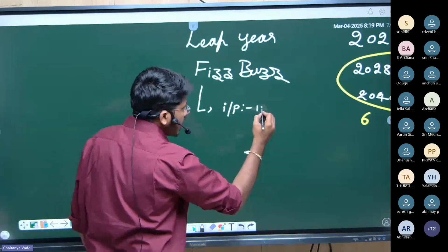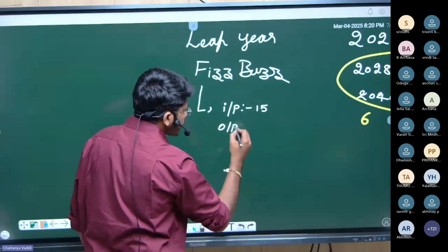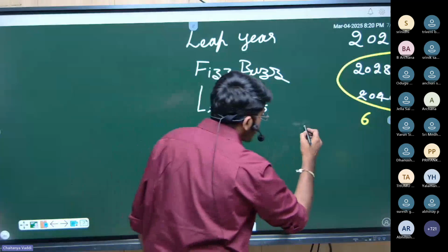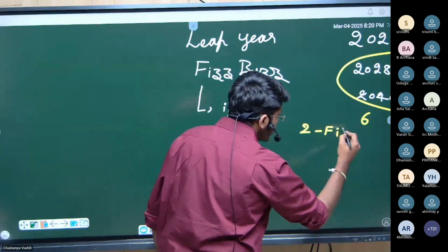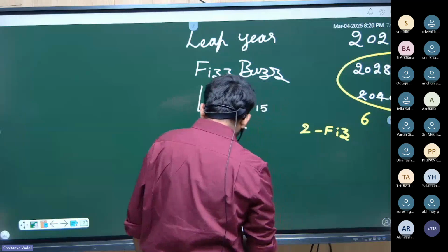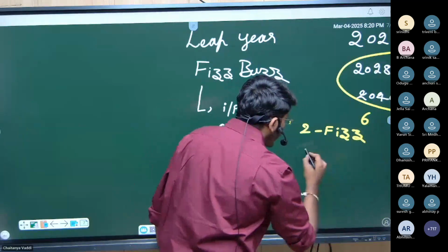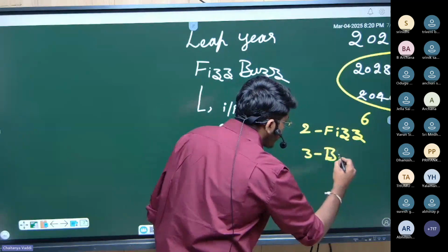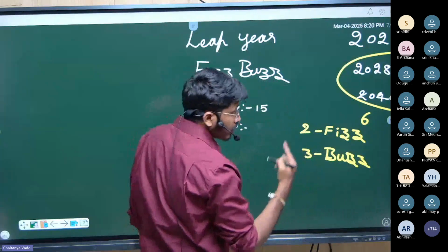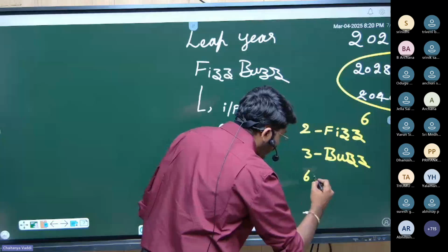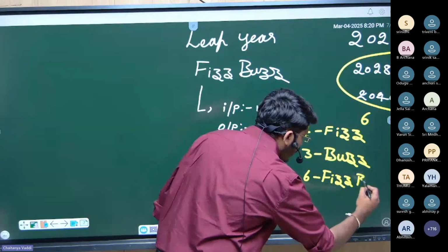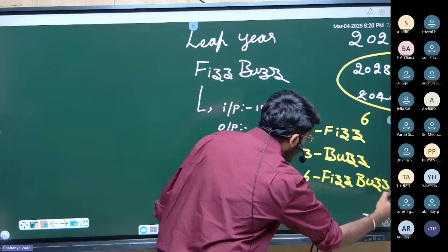If they give an input of 15, what output do you need? At multiples of 2, it should be fizz. Okay, 2 multiples should get fizz, 3 multiples should get buzz, and if it is a common multiple of 2 and 3, nothing but a multiple of 6, right? So for a multiple of 6, it should be fizz and immediately buzz.